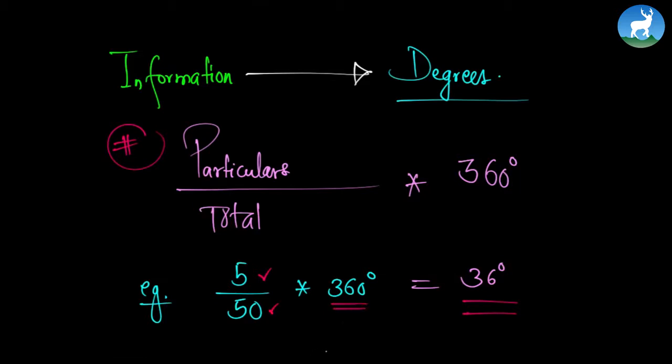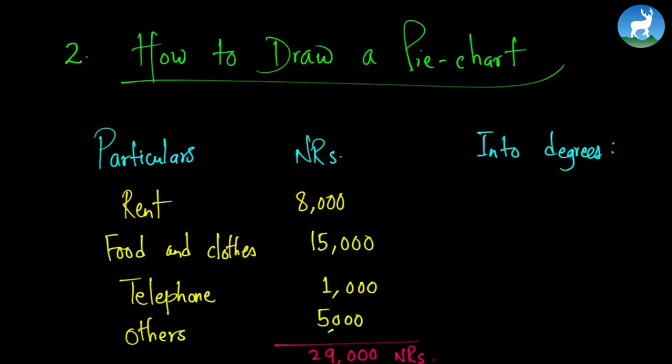So let's go back and convert each and every piece of information into degrees. Let's start. First one, 8,000. So what would you do? You would do something like this: 8,000 divided by 29,000 into 360 degrees. And how much is that? That is around 99.31 degrees.